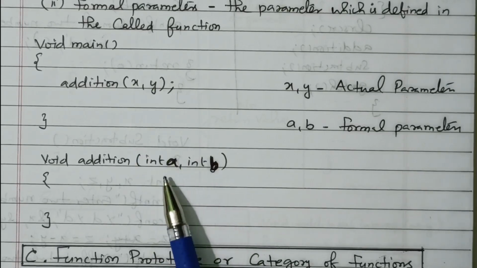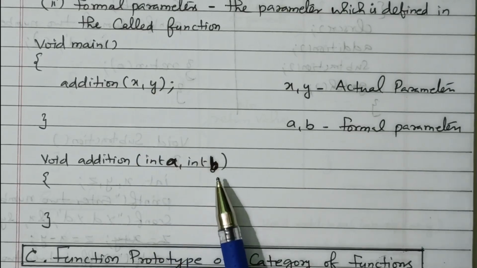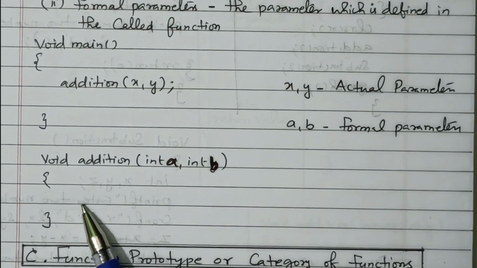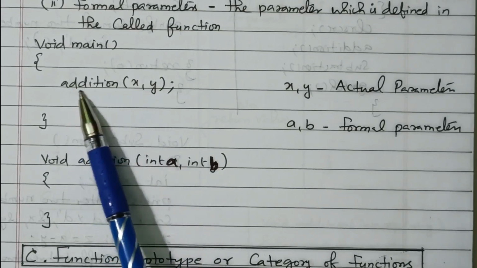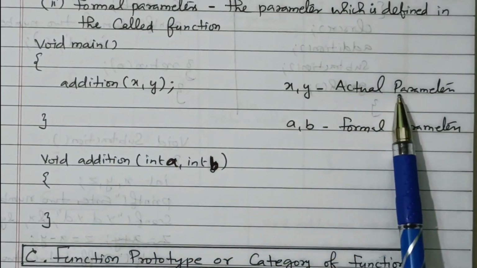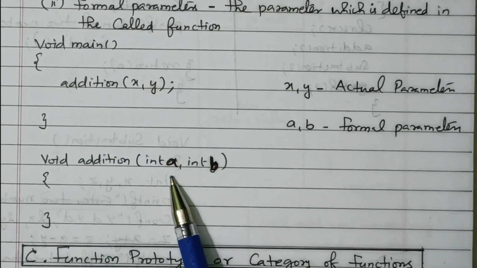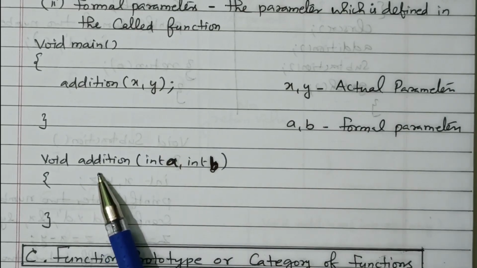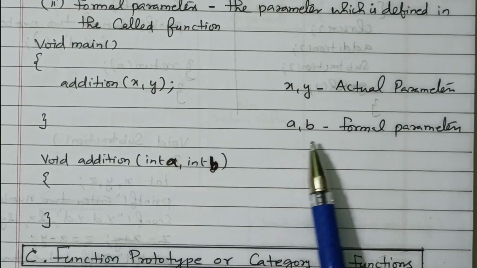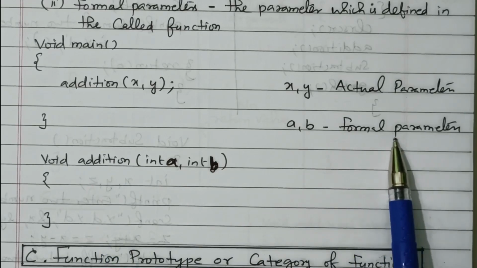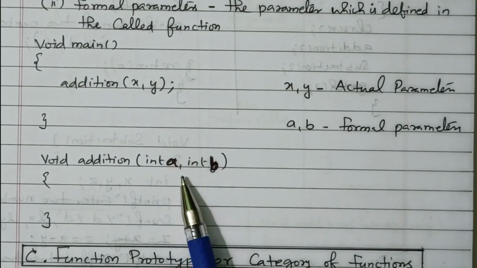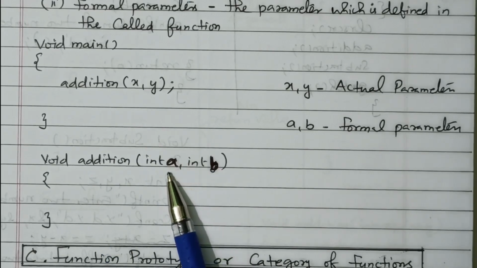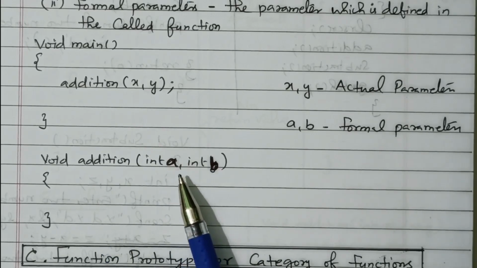Copy of x is stored in a, copy of y is stored in b. This a and b we can use in this program according to our requirement. The parameter available in the main program is called an actual parameter. A copy of that is stored in the function definition's a and b, and that is called a formal parameter. So the parameters available in the main program are actual parameters, and the parameters available in the function are formal parameters.